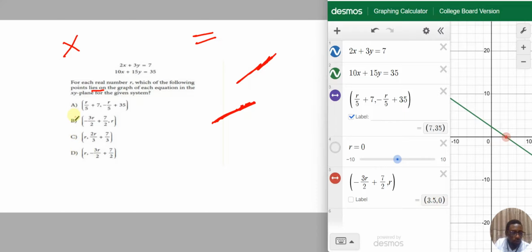So my correct answer is option B. If I try option C and type this coordinate, for any value of r which is a real number, the point I'll be getting will not lie on the graph. So that's what is going on there. It's only option B that will make this lie on the graph.